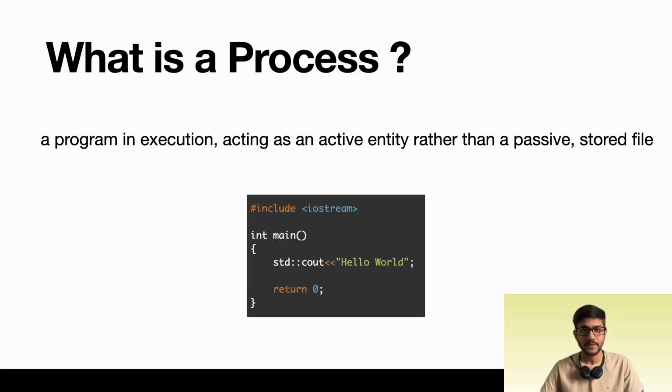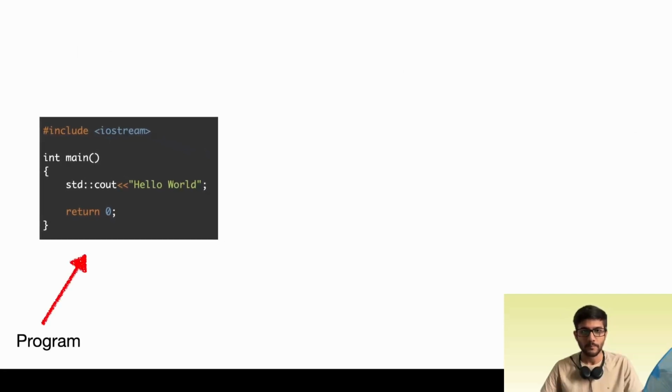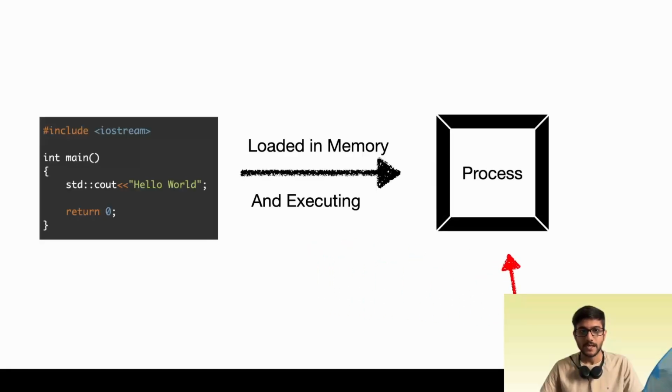So here you can see that we have a C++ program that prints hello world on the screen. You don't have to worry about how C++ works if you don't understand what it is. At the moment, just think of this as a program, a piece of code. Now, when this piece of code or program is loaded in memory and executing, then at that time, it becomes a process. So a program is a piece of code which is just stored in your system. But when you load that piece of code into the memory, that is your random access memory or your RAM, and it is executing, actively executing, then it becomes a process.